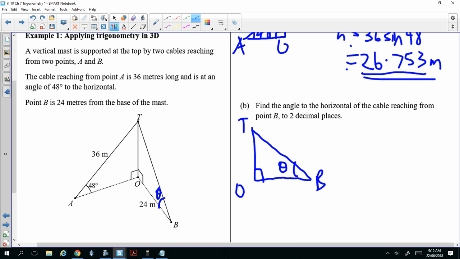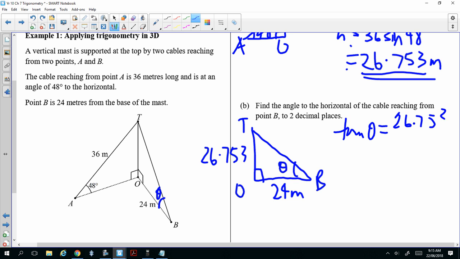And then we have this length, 24. But we have the height now, which is 26.753. So we can use trigonometry, which is tan theta equals opposite over adjacent. Then you can figure out theta. Yes? Well, you can't use 36 because that's not in this triangle. This triangle doesn't have the length of the cable. Yeah. So actually, we're now using a different triangle.